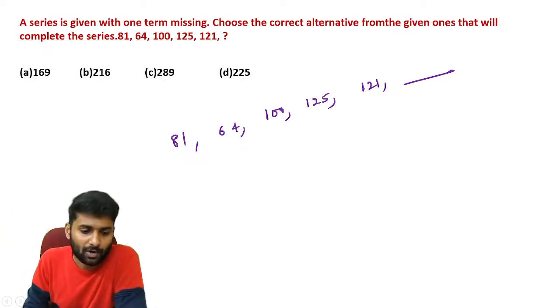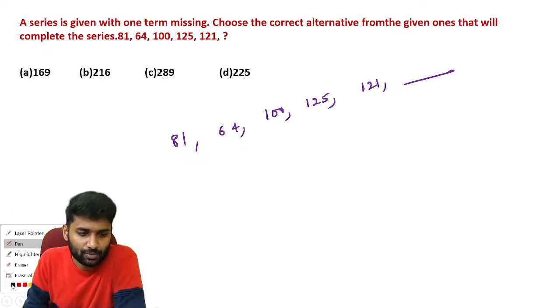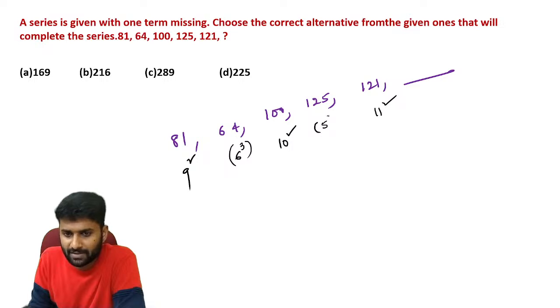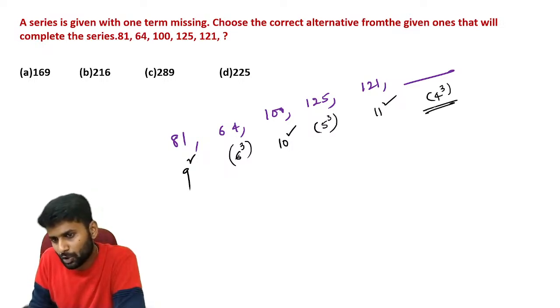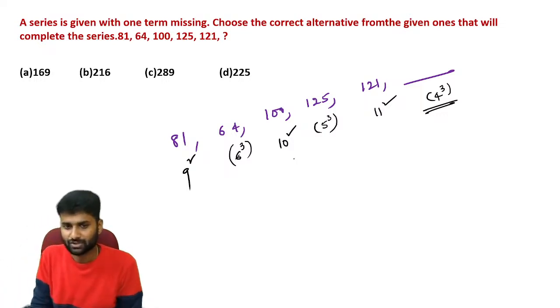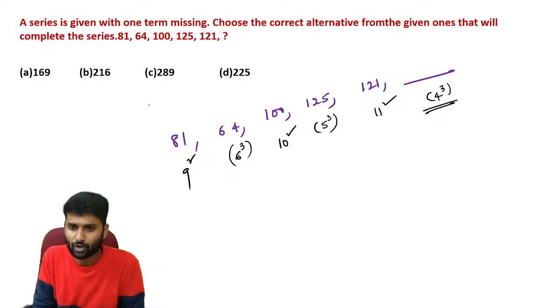Now, see, it's all about a combination of square numbers and cube numbers, right? So this is 9 square. This is 10 square. This is 11 square. So this is all about 6 cube. Definitely this is 5 cube and 6, 5. So definitely the next number must be a cube of the decreasing series. It's all about alternative squares and cubes, right? So, 6 cube, 5 cube, 4 cube.